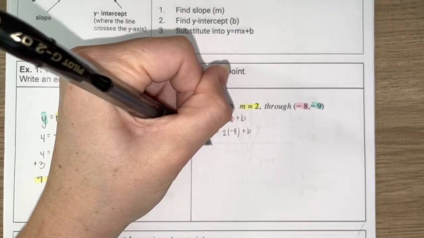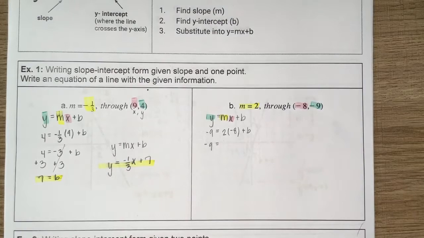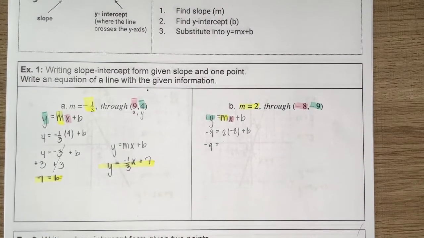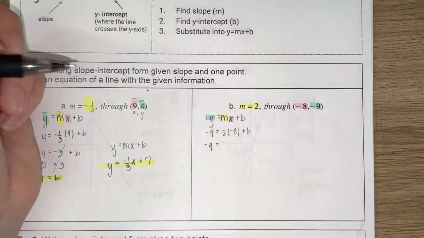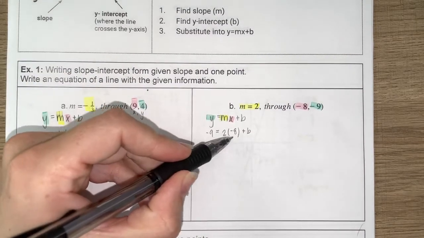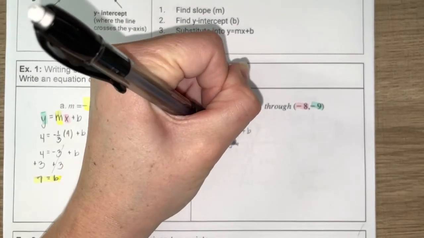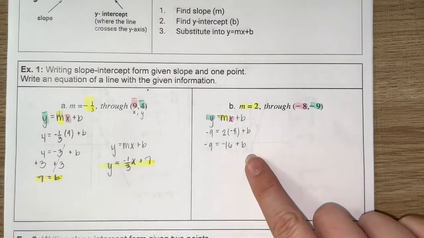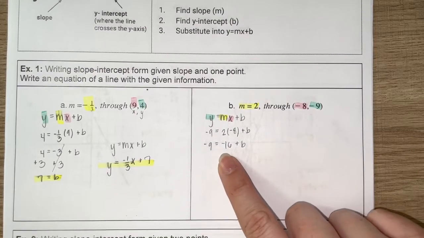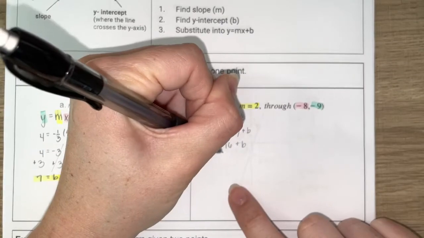So now we'll simplify the right side. We have to multiply 2 times -8. So same thing as last time, we have a positive times a negative. So one positive and one negative creates a negative product. So 2 times -8 is -16 plus b. And then to get b by itself, I need to figure out a way to cancel out this -16. So I'm going to add 16 to both sides.